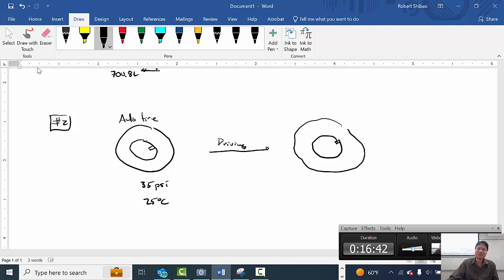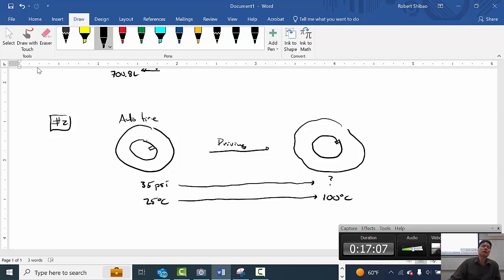How hot do you think you want to go? Let's just pick an easy number. Let's say it got to 100 degrees C. So the temperature increased from 25 to 100 degrees C, and the pressure will increase to what? So cold, the tire has 35 psi. Hot, how many psi does the tire have?